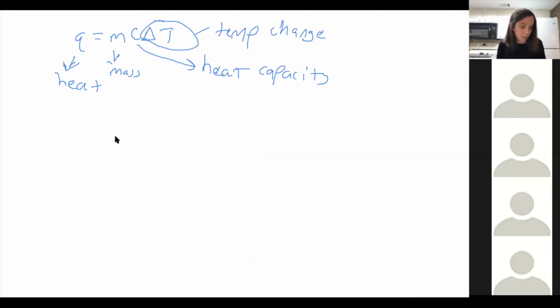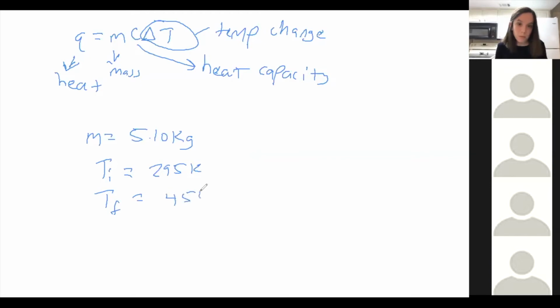Okay, so let's look at what we've been given in this problem. We are given the mass. It's 5.1 kilograms. We're given the temperatures before and after. So the initial temperature is 295 Kelvin. Final temperature, 450. And they're asking for heat, which would be Q.